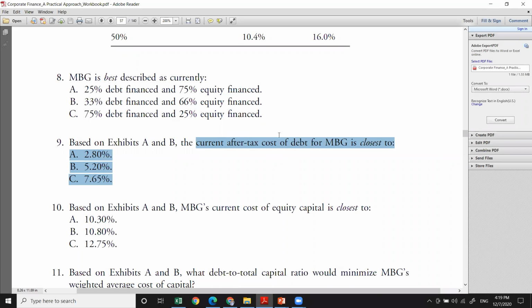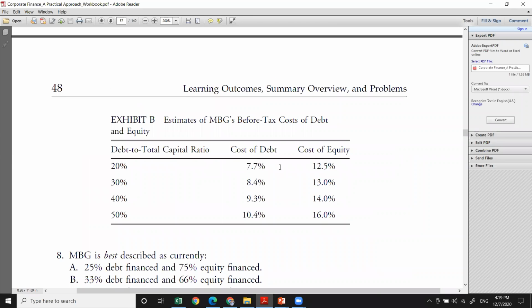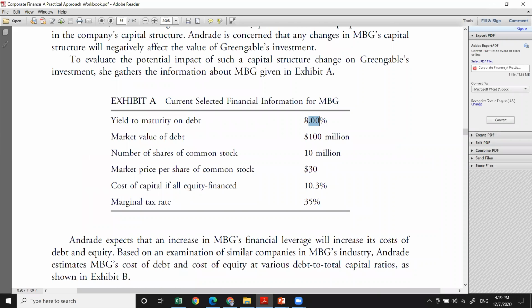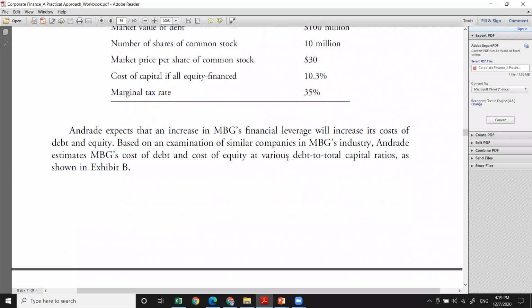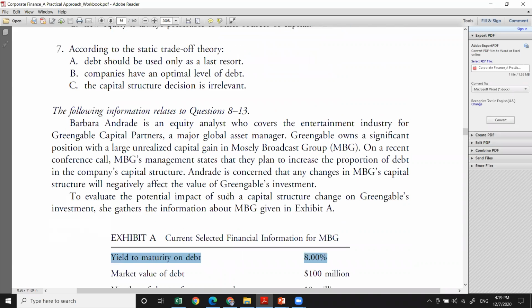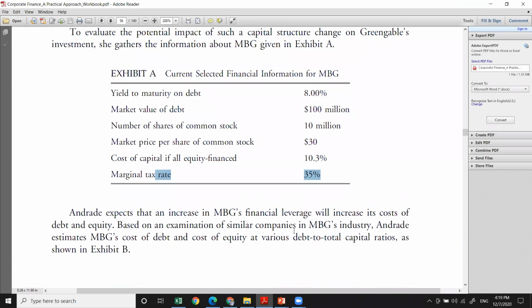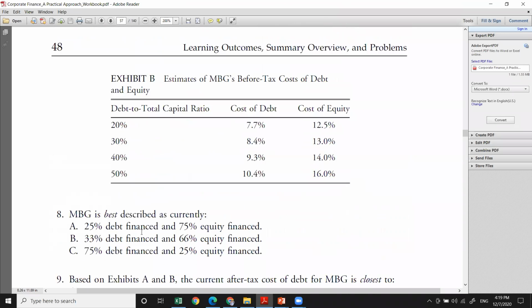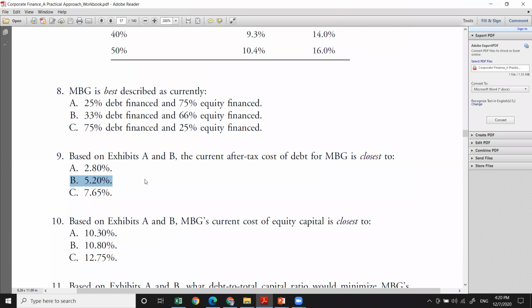We need to take into consideration the tax issue, and the cost of debt is already given here, which is 8%, the YTM. So it is a pretty easy part: 8% times the tax adjustment, and the tax amount is given here as well, which was 35%. So 8 adjusted to 35% of the marginal tax rate, 8 times 1 minus 35%, would give you 5.20%. I'm not going to write it. We solved this type of question many times in the previous chapters.